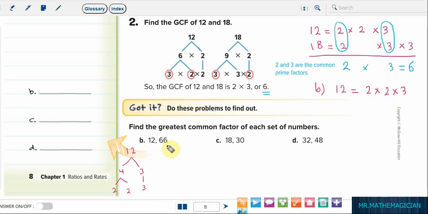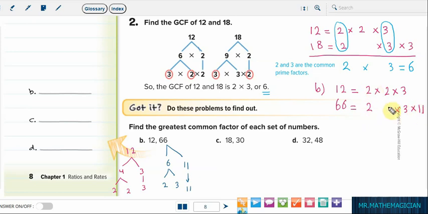Now let's take the 66. 66 can be 6 multiplied by 11. 11 will be dropped as 11. 6 is 2 by 3. So 66 will be written as 2 multiplied by 3 multiplied by 11.